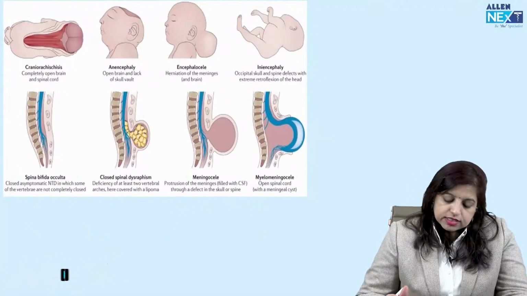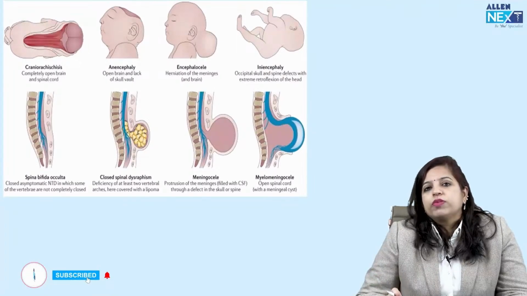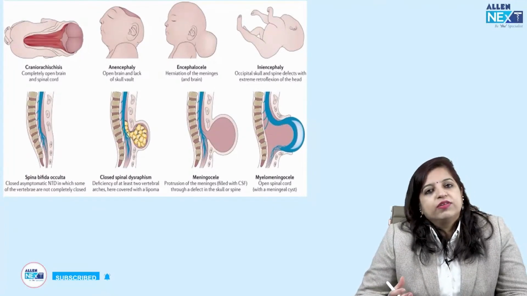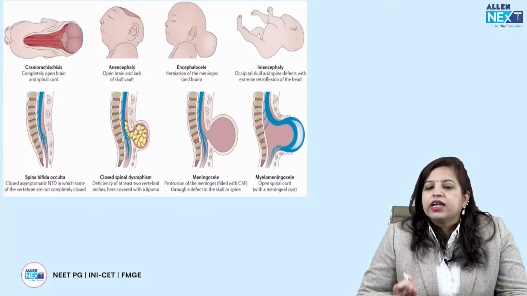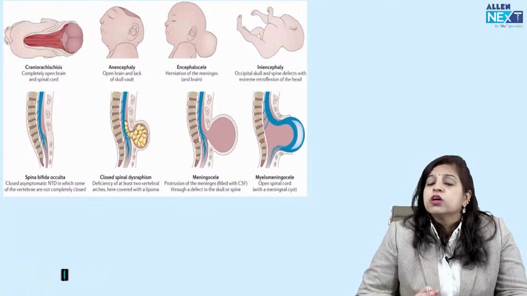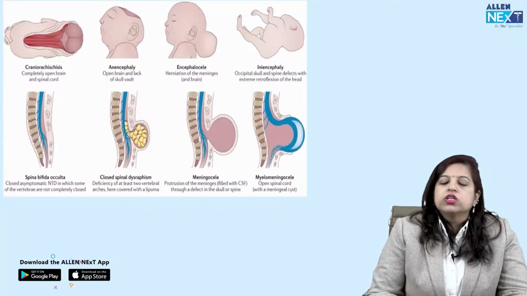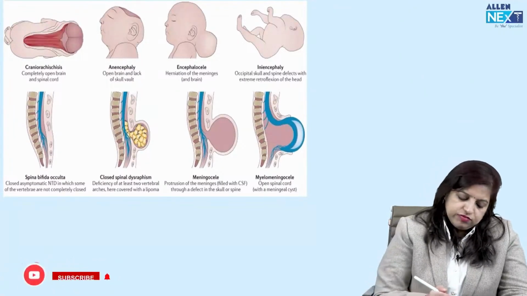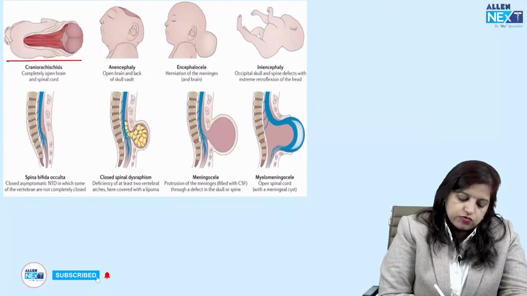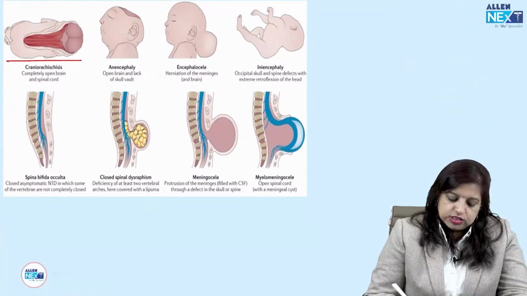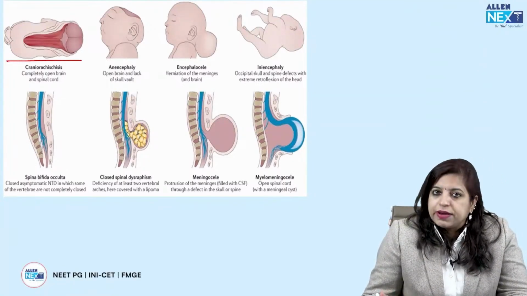Okay, now let us come to neural tube defects. One of the topics where I've been following every year, you get a question from neural tube defects. So you should be thorough with this topic very clearly. So these are all the neural tube defects you should be aware of. In a very recent FMGE, they had asked for craniorachischisis, which is the completely open brain and spinal cord.